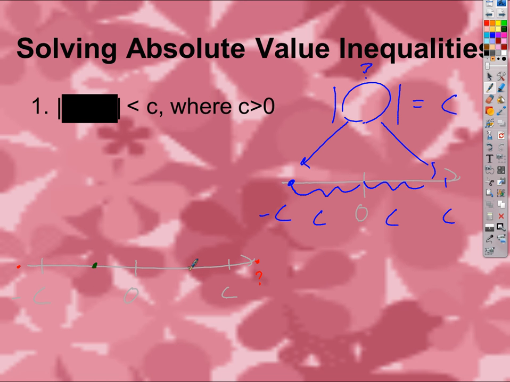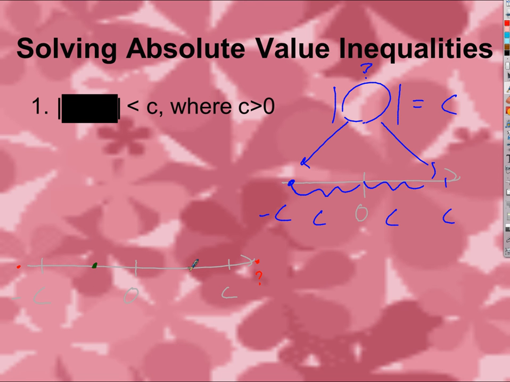Would that work right there? Is that point less than c away from 0? Yeah, that distance is c, so I'm closer than c. Right? Closer than c. Would that work right there? Right there? Right there? Even right there, right? So there's an infinite number of possibilities.